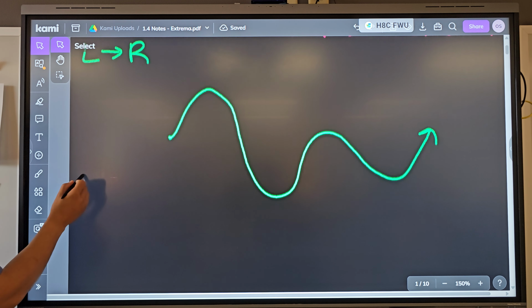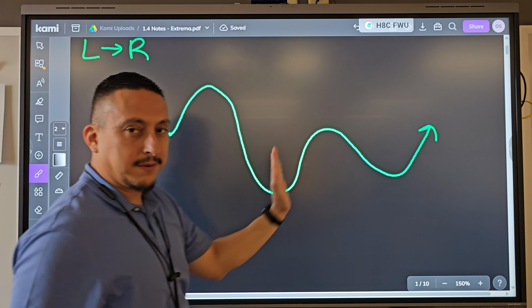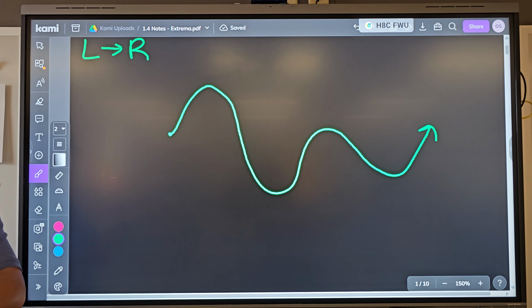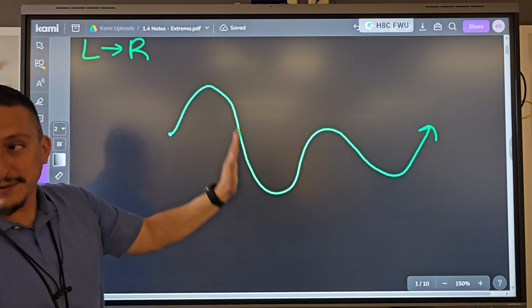So what I mean by this is when you're looking at this, you want to go from left to right, not from right to left. I had a student this morning, once he got to the homework, he kept missing the problems because he kept going from right to left. So go from left to right.